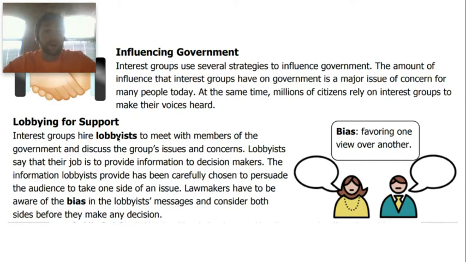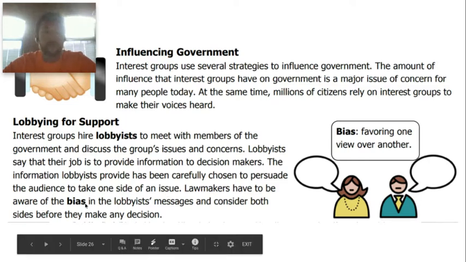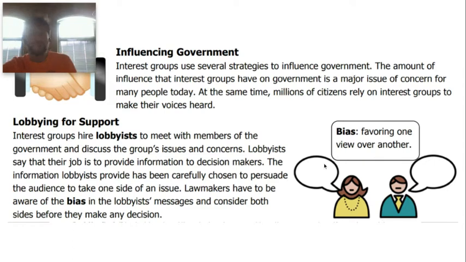Interest groups hire lobbyists, all right, to meet with members of the government and discuss the group's issues and concerns. Lobbyists say that their job is to provide information to decision makers. The information lobbyists provide has been carefully chosen to persuade the audience to take one side of an issue. Lawmakers have to be aware of the bias in the lobbyist message and consider both sides before they make any decision. Again, the bias is favoring one view over another.